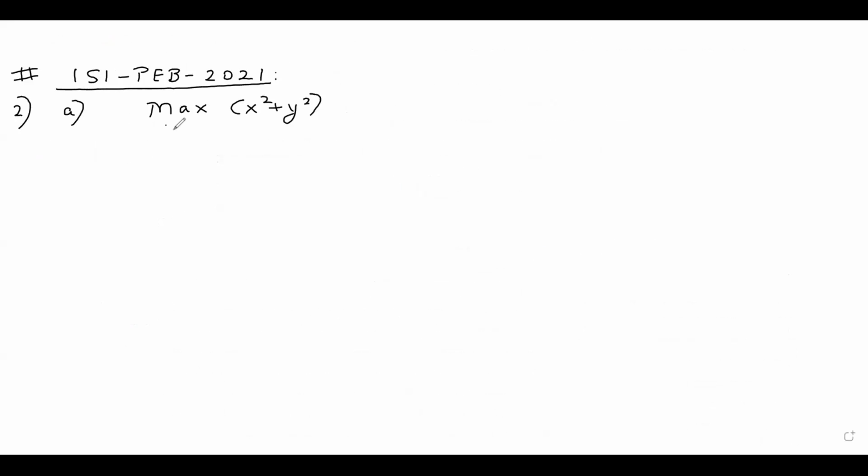So we continue with our discussion of ISI PEB paper for 2021, and in this lecture we intend to look at question 2. This is part A. Okay, the objective is to maximize x square plus y square subject to the following constraints: x plus y less than equal to 1 and x and y greater than equal to 0. Now, guys, you can clearly see that the function is continuous.